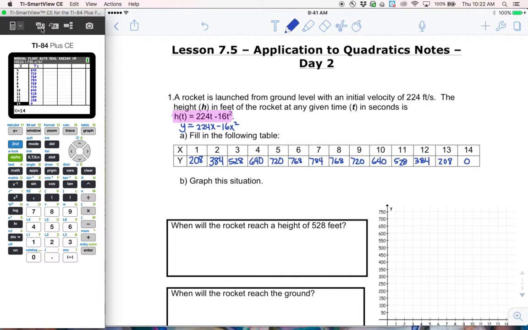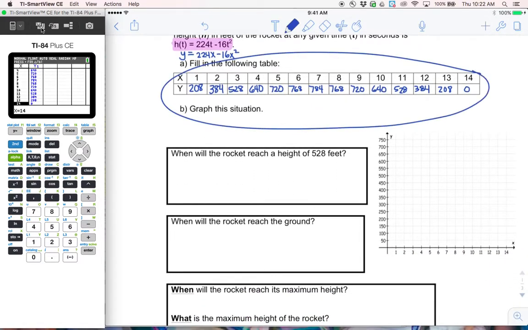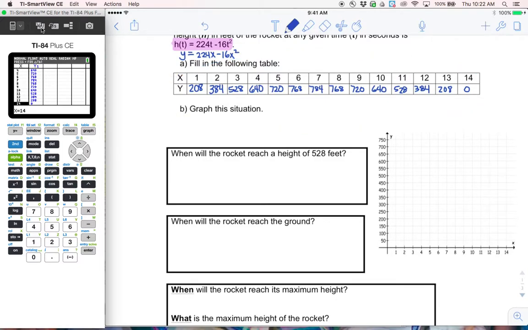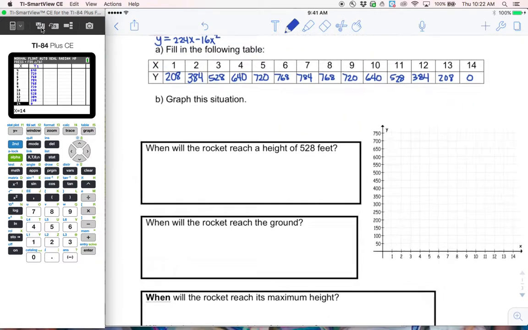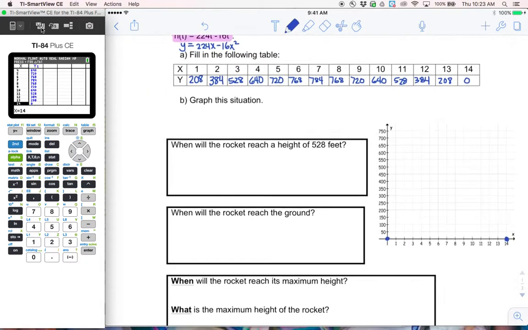The next thing we're asked to do is to graph this situation. I am not going to plot all of these points. I don't need to; I just need a sketch. So I'm going to plot the endpoints, the roots, the solutions. I have 0, 0 and 14, 0. Those are coming from my table, and 0, 0 was in my calculator.